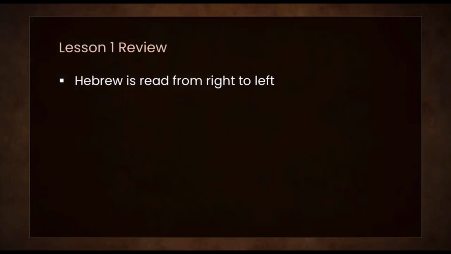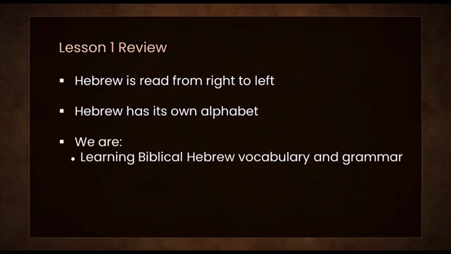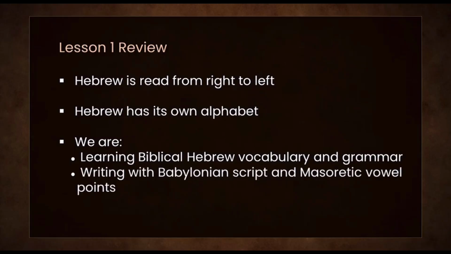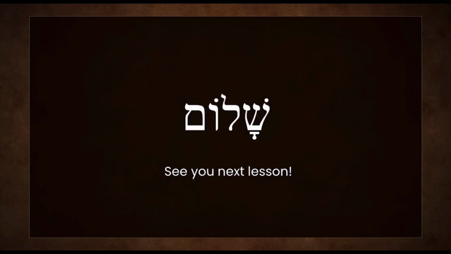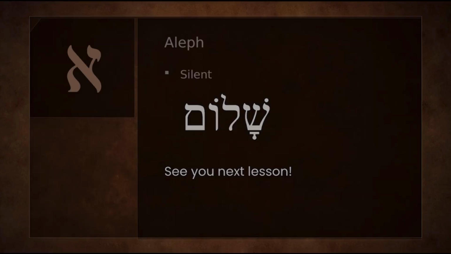So, let's quickly review everything I've talked about today. Hebrew is written and read from right to left. We are going to learn the Hebrew alphabet. We are going to learn biblical Hebrew vocabulary and grammar. We are going to write using the Babylonian script and the Masoretic vowel points. Finally, we are going to pronounce the words in the modern Israeli dialect, while also making a note of the Ashkenazic dialect. We're going to end every lesson with this Hebrew word, aleph.